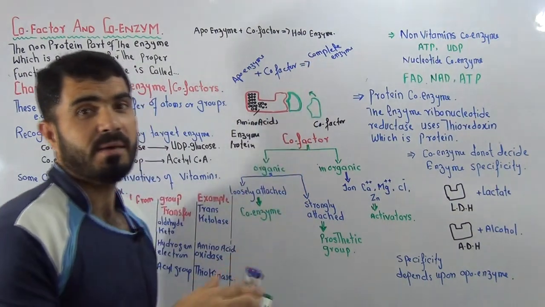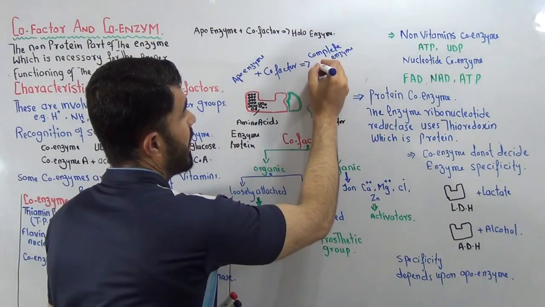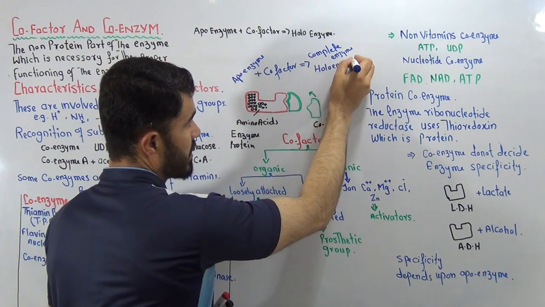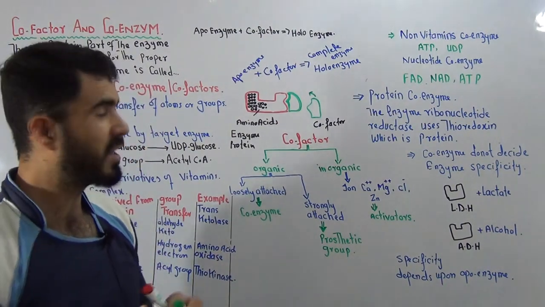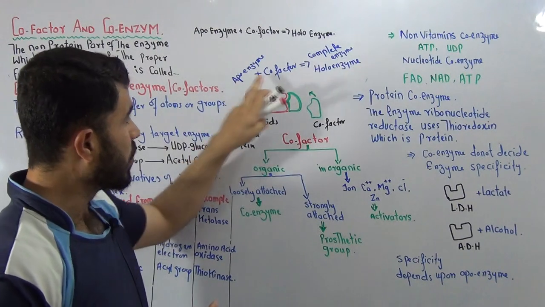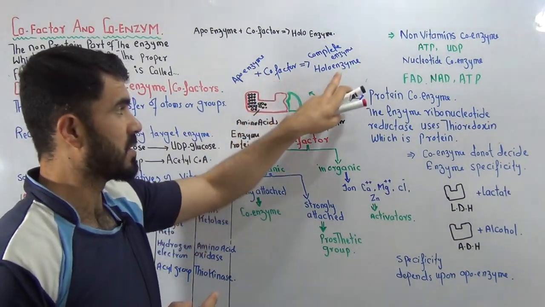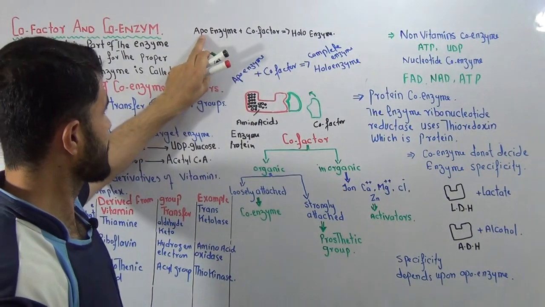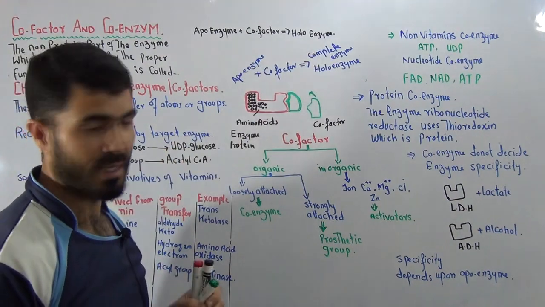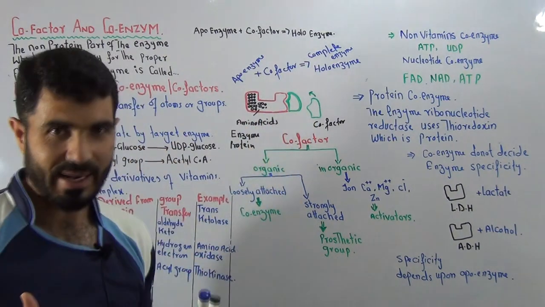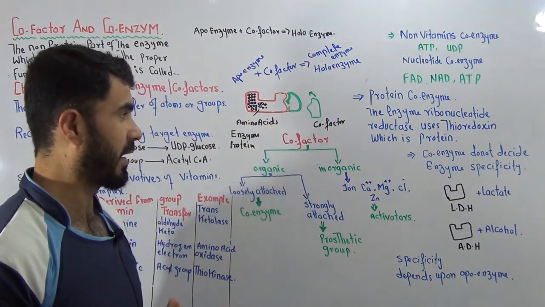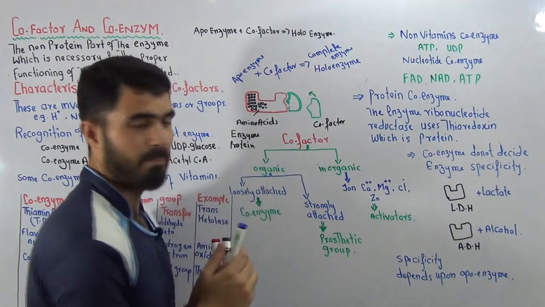The complete enzyme is also called holoenzyme. By definition, a holoenzyme is an apoenzyme with its cofactor attached. Here you can see apoenzyme plus cofactor is equal to holoenzyme. So today's lecture is about this cofactor. Now you got the idea.